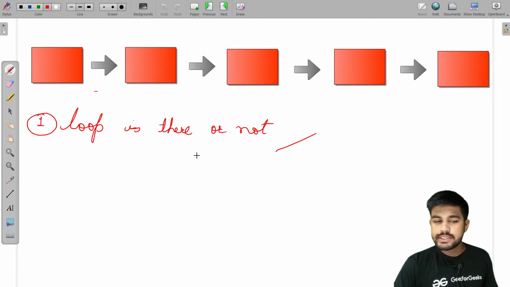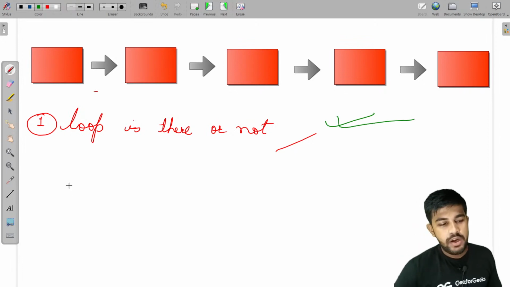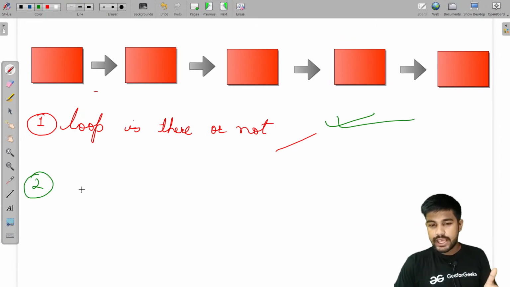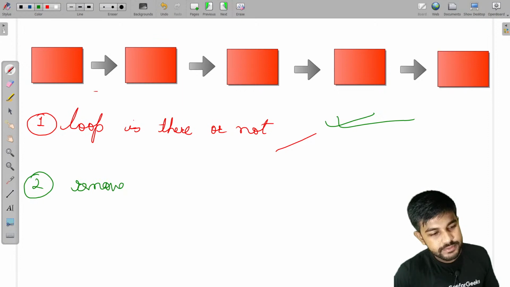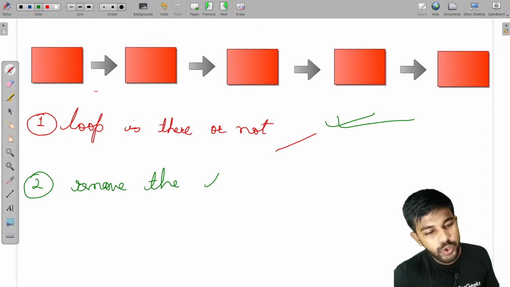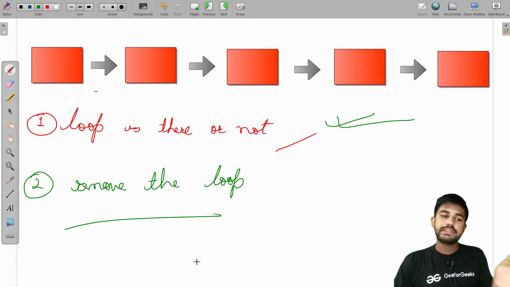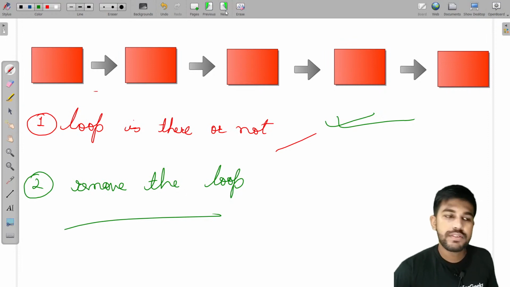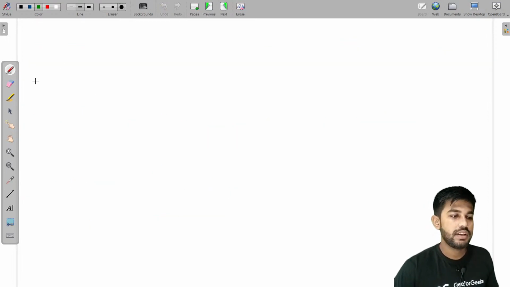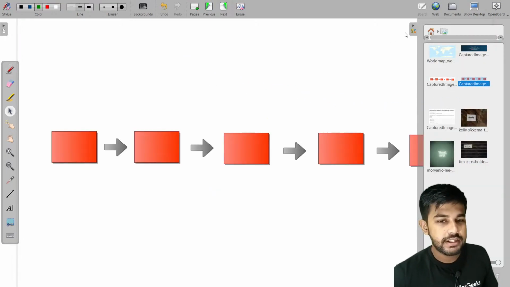Okay, so is the loop there or not? We have completed this. Okay, so this is done. Now, the next problem is there. Suppose we have found the loop. The next problem is to remove the loop itself. Okay. Now how to remove the loop? To remove the loop, the hare and tortoise method.